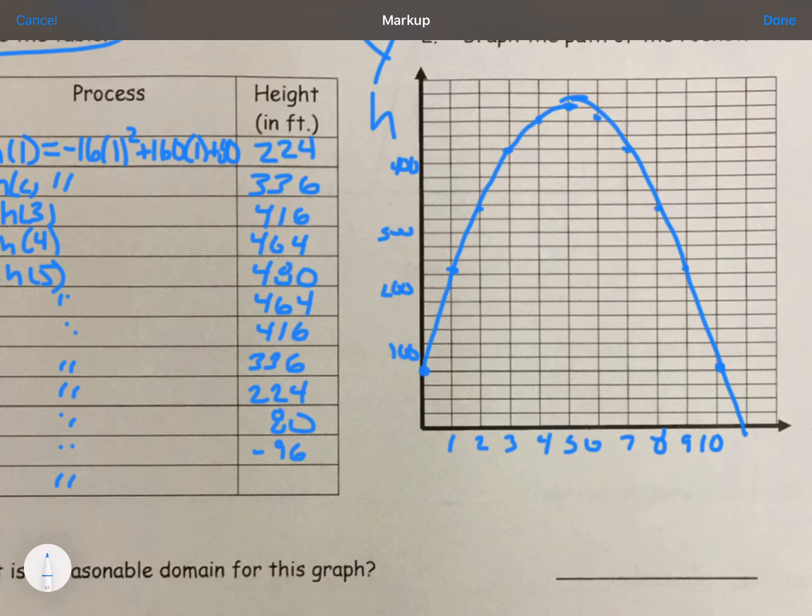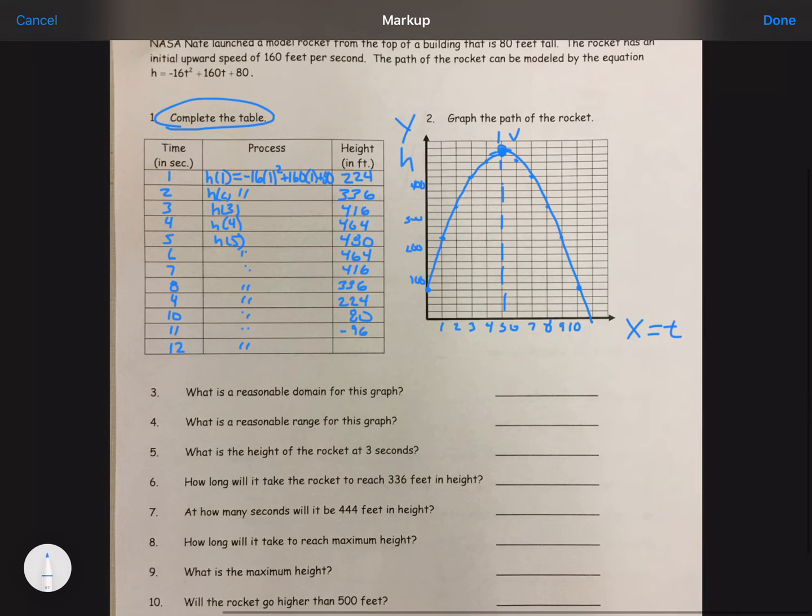And so we can see we reach our maximum at 5. So here's our vertex, and that's our axis of symmetry at x equals 5. So if we look at this, what would be a reasonable domain for this graph? Where does it start? What does time start at? 0. Approximately where does the rocket hit the ground? After how long? Okay, we could say 11, 10 and a half, whatever you want.